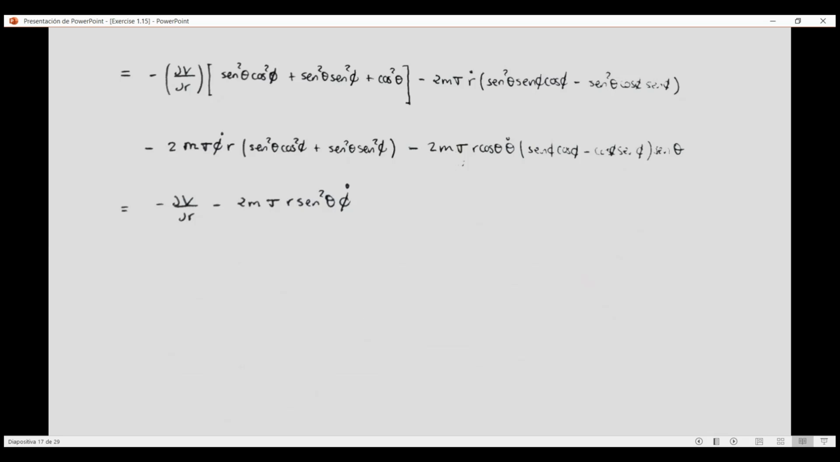Now it's time to do the usual steps: factor out the common terms and tidy up the expression a bit. After doing this, we arrive at the generalized force in r, which is this, which we can see is the same expression we obtained in part A by deriving the potential.